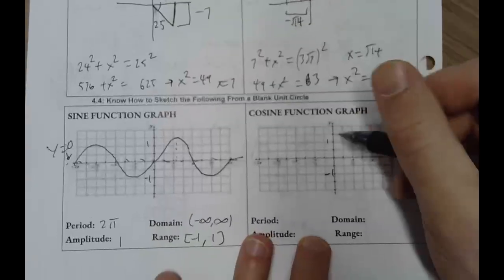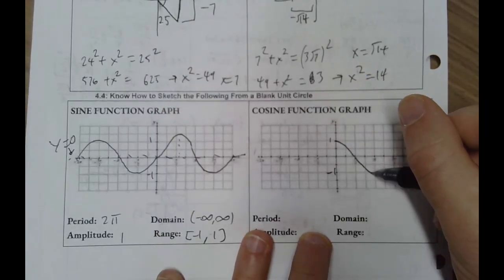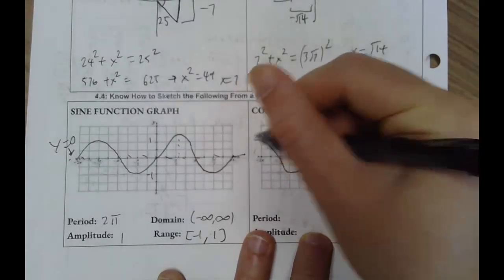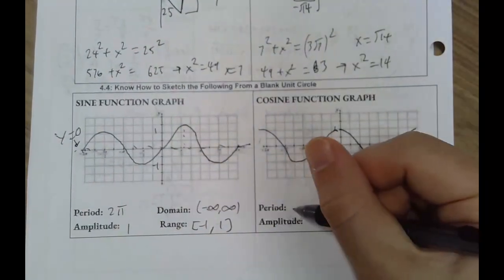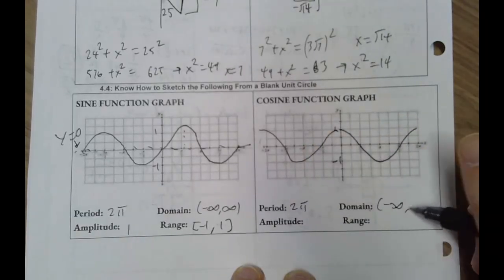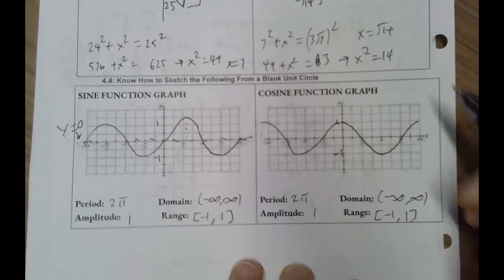Cosine, it's very, very similar, but it starts at 1. Start at 1, go to 0, -1, back to 0, up to 1. And that repeats over here. Same thing. Period is 2 pi. Domain, negative infinity to infinity. Range is -1 to 1, and amplitude is 1.